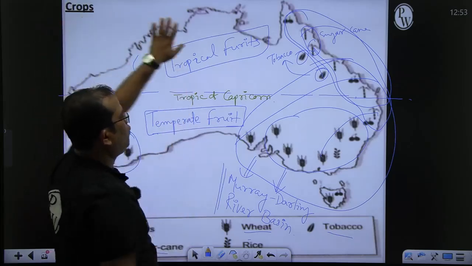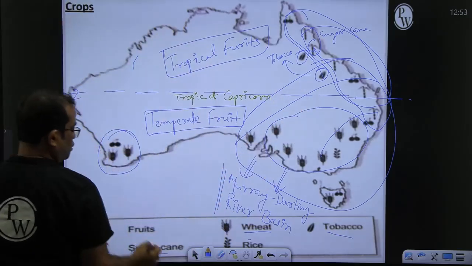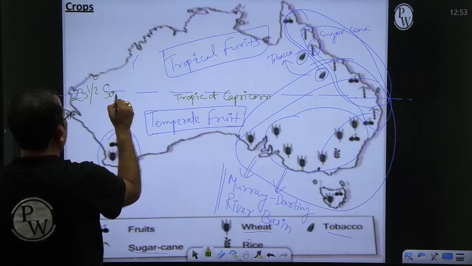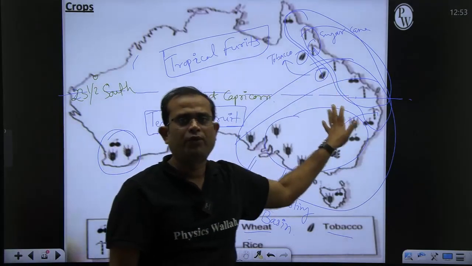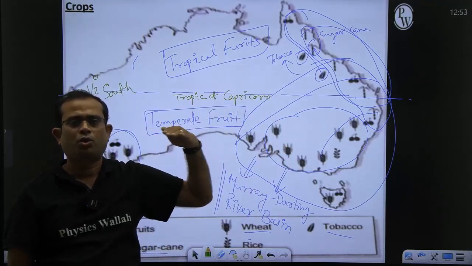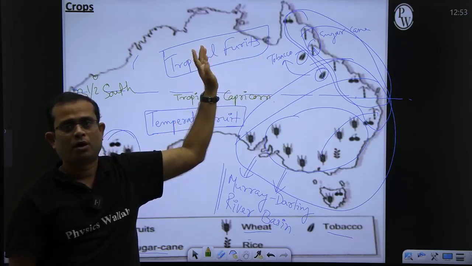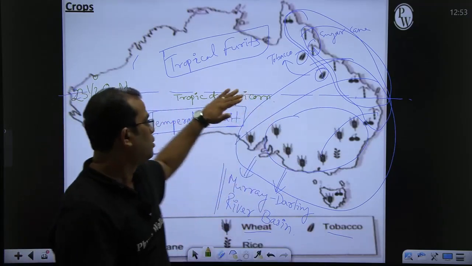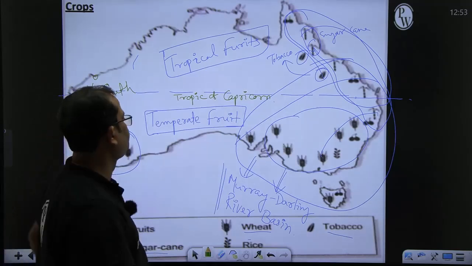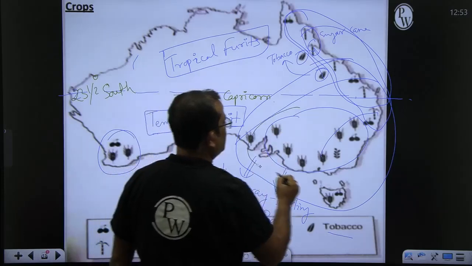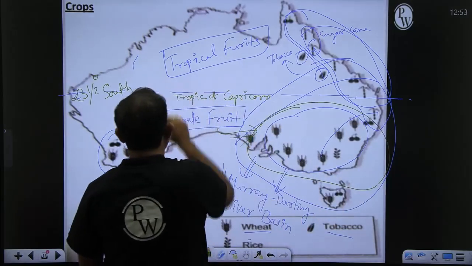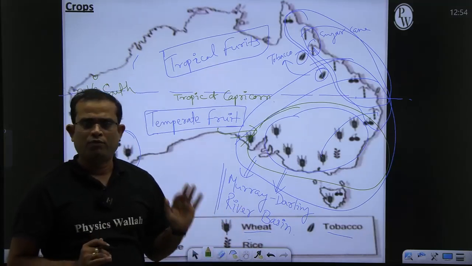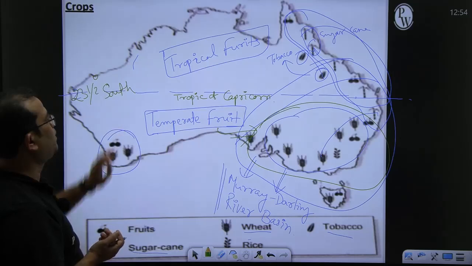Above the Tropic of Capricorn, which is 23.5 degrees south of the equator, if we cut Australia into two halves, the upper half is a hot zone, and the lower half, the southeastern part, is completely temperate. Temperate fruit is mostly confined to this place. Wherever there is a Mediterranean climate, you will find temperate fruit. That means a cool climate. In a hot climate, it is mostly tropical fruit.